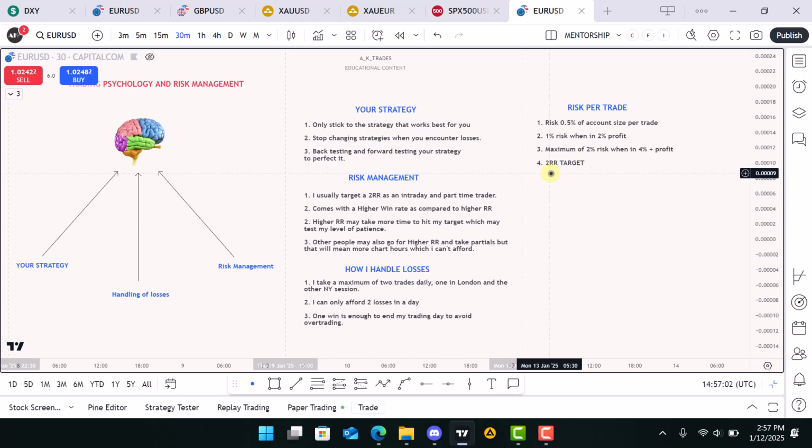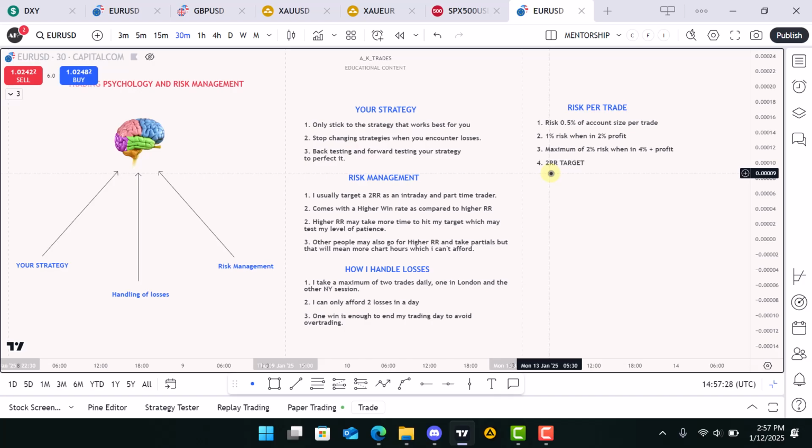Now the maximum amount of risk I can take per trade is 2% of my account size. But that would only happen when I am at 4% or above 4% of profit. And all my targets are for 2R. So that is how I actually do it.